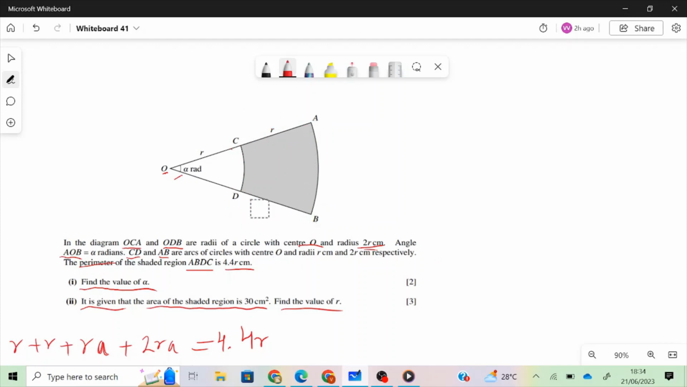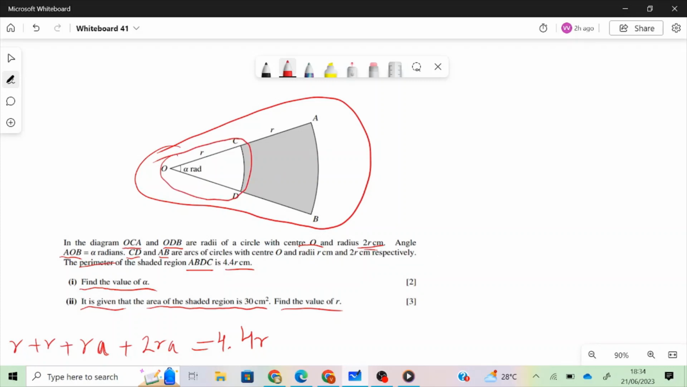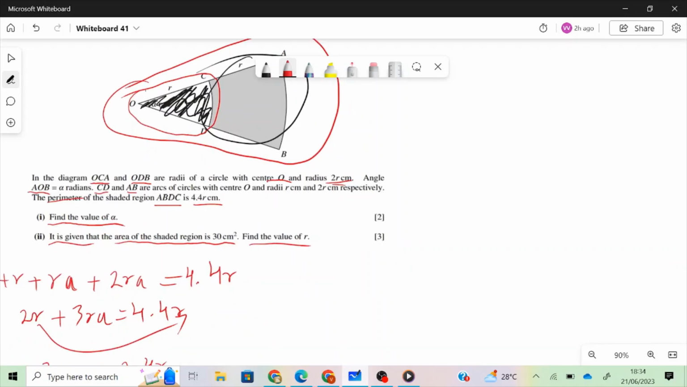Now if we can see, all of this is a huge sector. We have one big sector, that's sector OAB, and then we have a smaller sector, that's OCD or ODC. And if we take the area of the bigger sector and subtract from it the area of this sector over here, we will be left with our shaded region, and that is exactly what we're going to do. So simply we will now solve this like this.